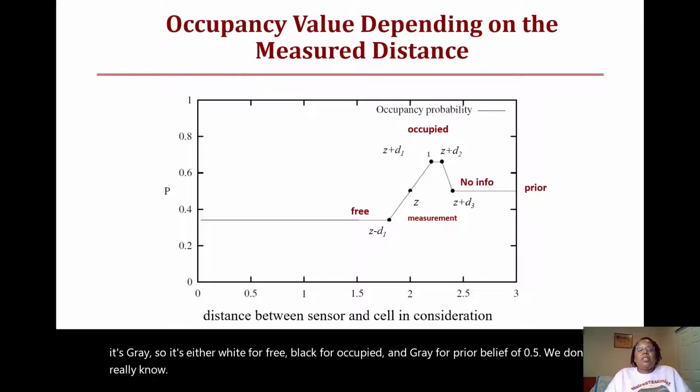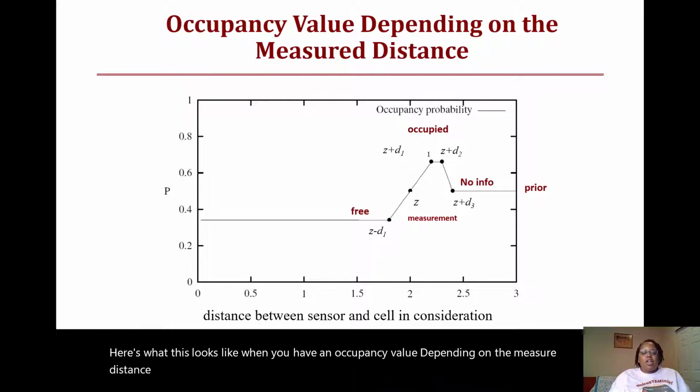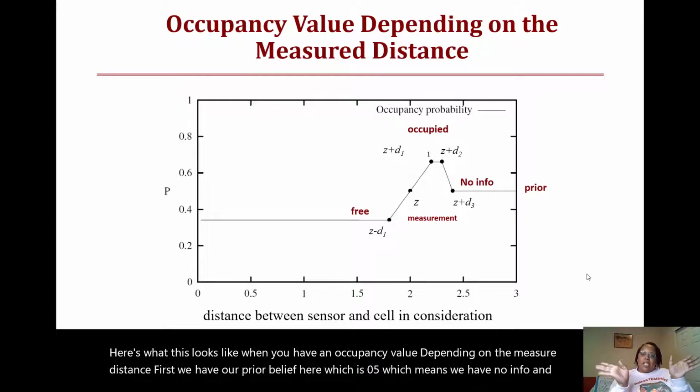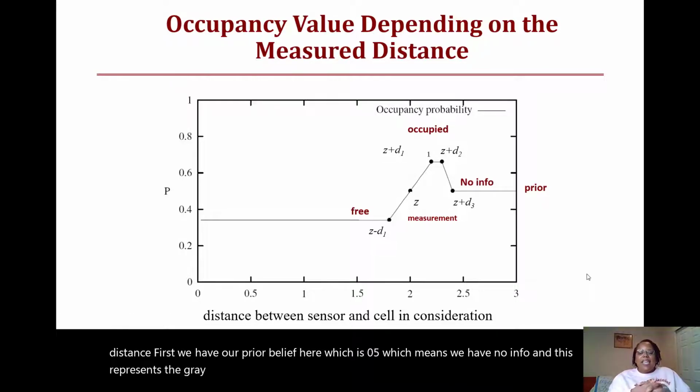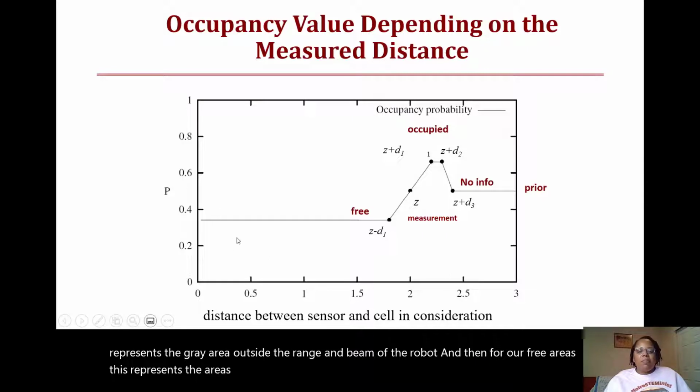So here's what this looks like where you have an occupancy value depending on the measured distance. First, we have our prior belief here, which is 0.5, which means we have no info, and this represents the gray area outside the range and beam of the robot. And then for our free areas, this represents the areas where nothing was reflected back or the beam did not hit anything. So you now decrease these values, this is Z minus D1, to something below 0.5.